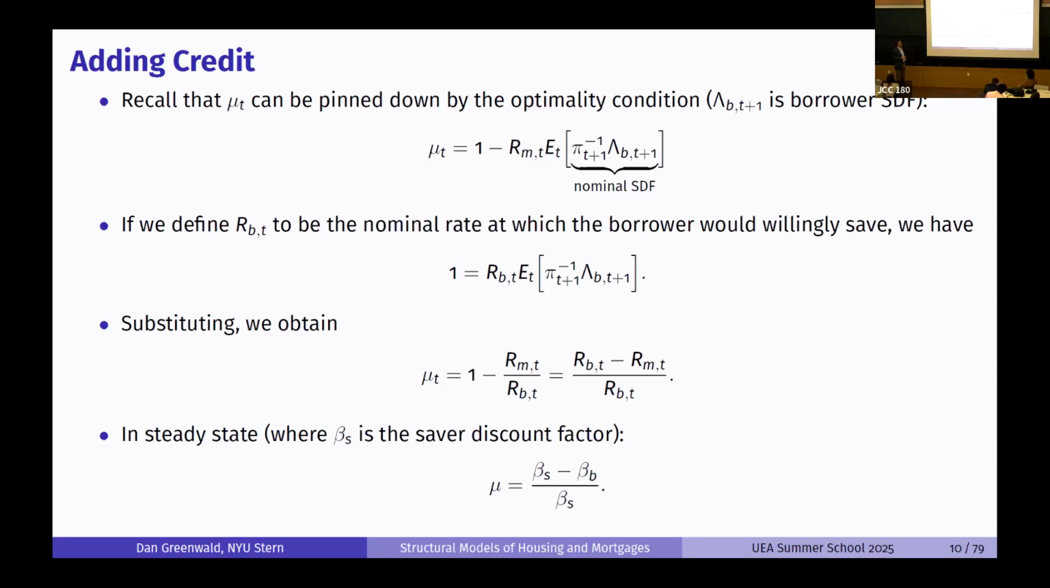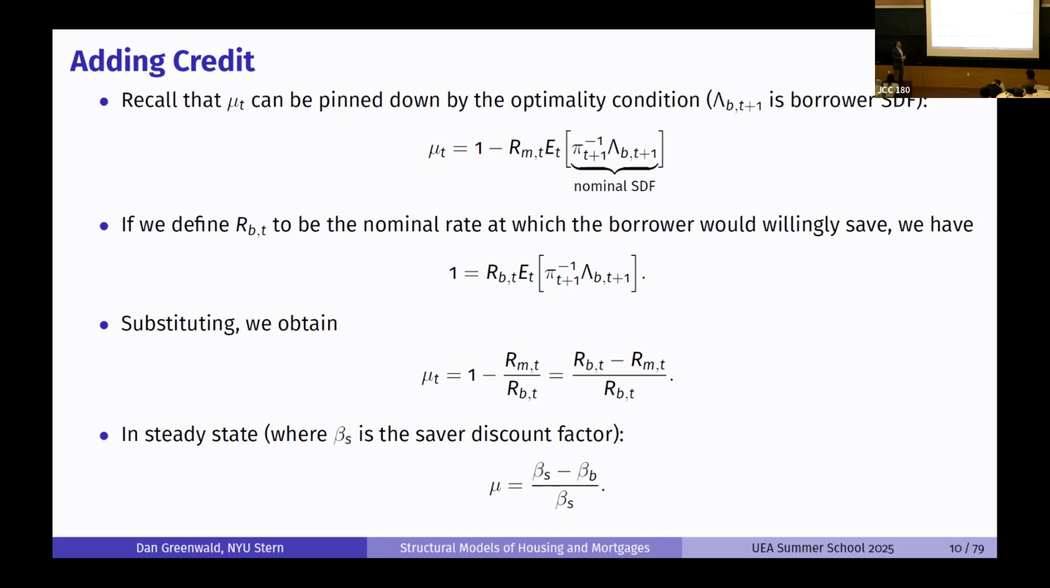So we can actually express that a little bit differently, right? Let's call RB the nominal rate which the borrower would willingly save. Okay, so if you ask a borrower, not the rate they're getting on their mortgage. Clearly, they don't want to save in that because they're actively going out and borrowing at that rate. But if you ask the borrower, at what rate would you be indifferent between borrowing and lending? Let's call that RB, and that should satisfy this asset pricing condition. Well, then it turns out that mu you can write like this. It's basically the difference between the rate at which they would voluntarily save and the mortgage rate, scaled by RB. The scaling is not important.